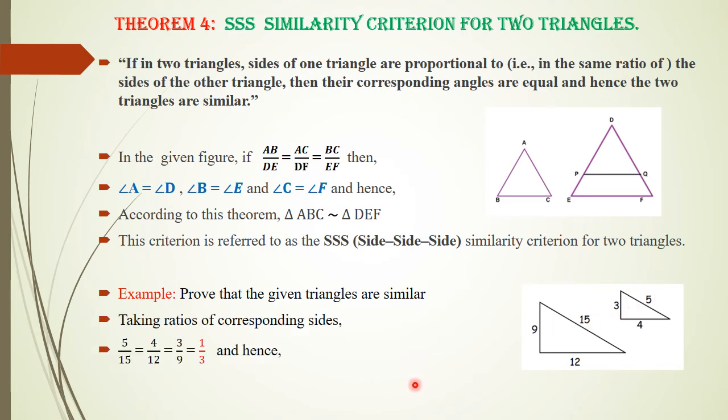Therefore we can take the ratio of all these three corresponding sides. They are all going to be equal to 1 by 3. Therefore we can see that the ratio of all the corresponding sides is going to be equal. Therefore from the SSS similarity criterion we can say that triangle number 1 is similar to triangle number 2. This is how we can approach problems related to the side similarity criterion when only the values of all the sides of two triangles are given and no angle is given.